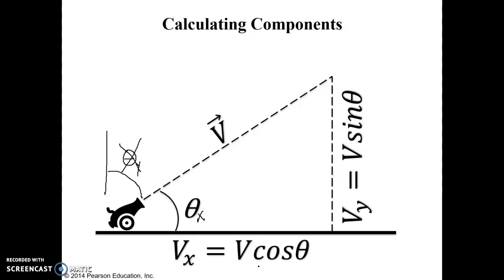And when we do that, the horizontal component can always be found by taking v, the magnitude of the vector, multiplying it by cosine of theta. And the vertical component can always be found by taking that magnitude and multiplying it by sine of theta. So again, it's very easy to confuse these two and mix them up. I like to always stick with theta sub x, and so horizontal is always cosine and vertical is always sine.